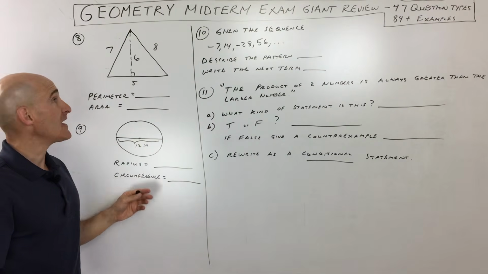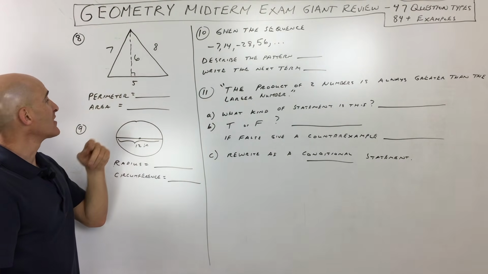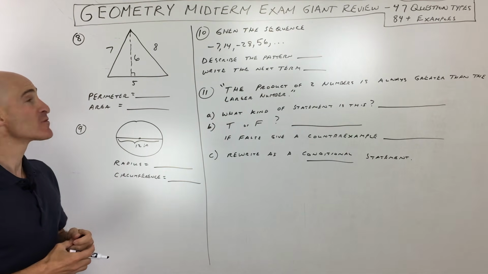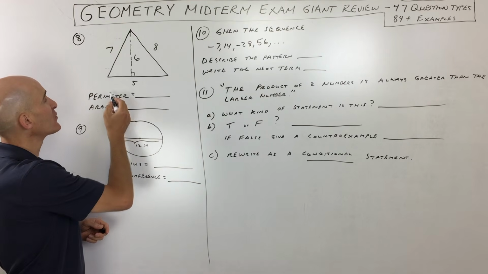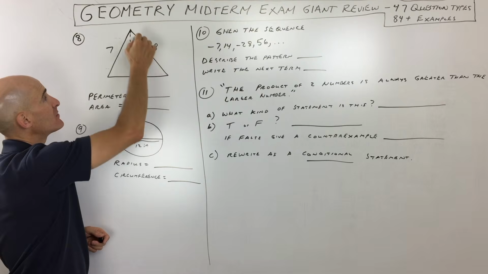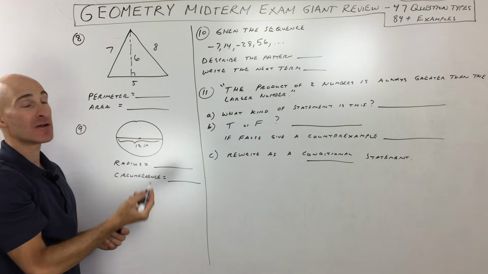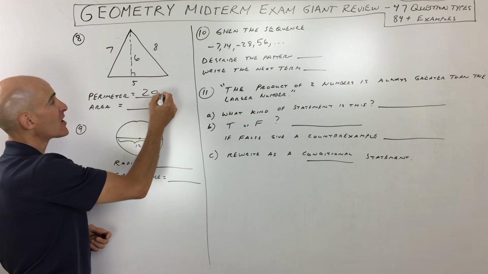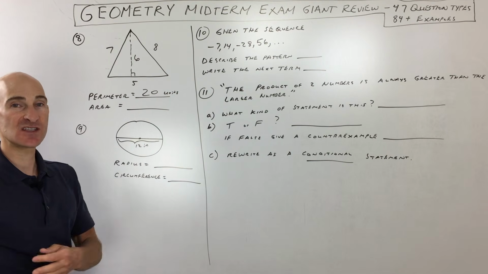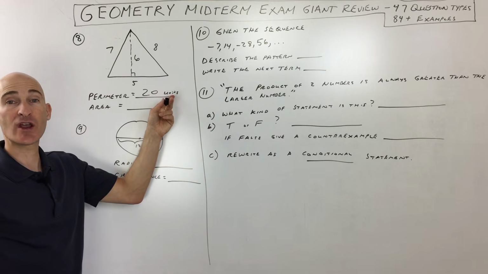Okay, question number 8. They give us this triangle here and it says find the perimeter, find the area. Okay, so you probably remember this from your pre-algebra class, but remember perimeter is the distance all the way around the object. And so what you would do is you would add up 7 plus 8 plus 5, and that comes up to 20. And whatever the units are, it's just going to be the units. If it's centimeters, it's centimeters. If it's inches, it's inches. In this case, it doesn't write the units, so I'm just going to write units.